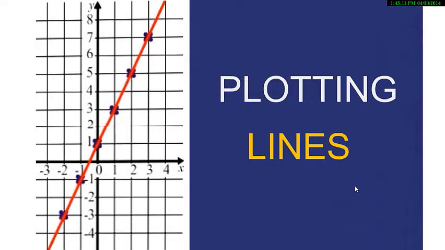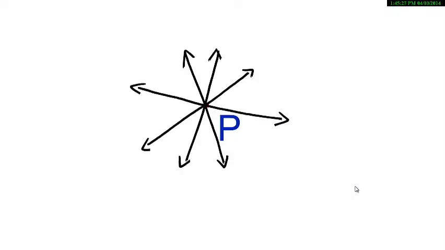Welcome to MATLAB. Today, you're on your journey to discover plotting of lines on a graph paper. Let us consider a point P. How many lines do you think you can draw through this point P? Yes, indeed, you can draw infinite number of lines through one point.